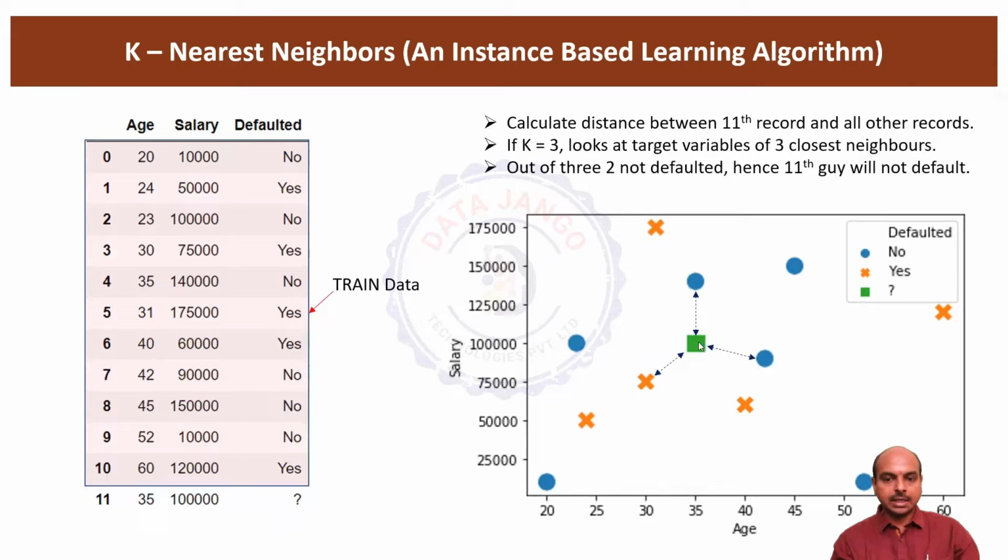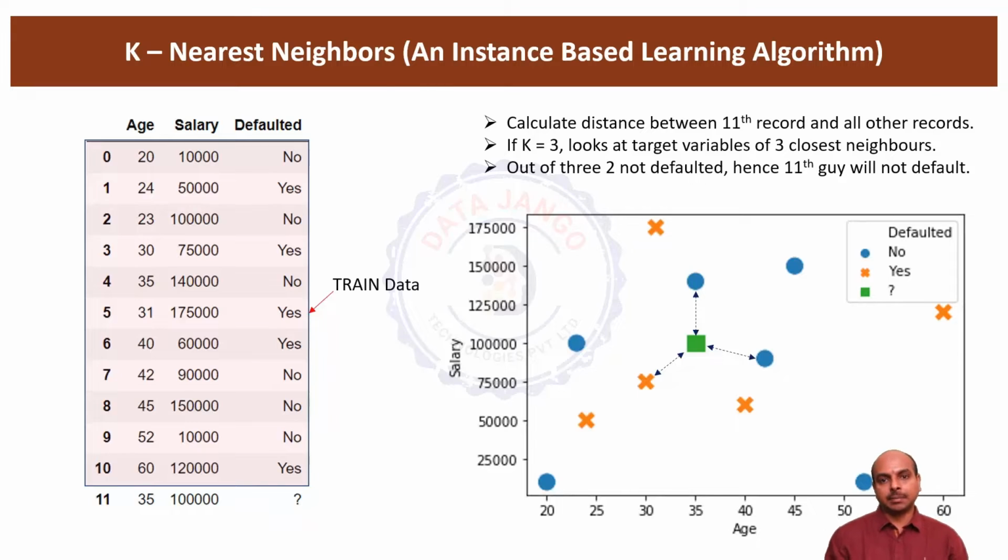If you look at this green one, the green dot is the new record, the orange cross is a defaulted person, and the blue circle is a not defaulted person. So if you look at the legend, blue circle is no, orange cross is yes, and green is the question mark, which means the new record. Out of 3 records, 2 are not defaulted. So most probably this person, 35 years of age with 100,000 salary, is also not going to default. That's how the algorithm makes a prediction. So we have understood how the algorithm makes a prediction in a classification setup.